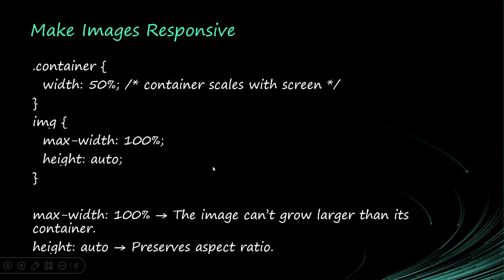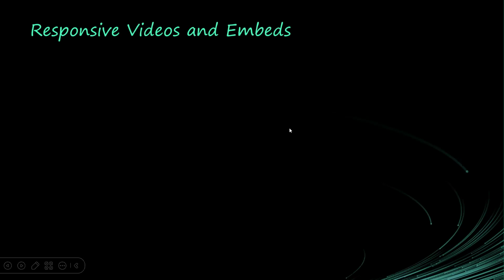So the height auto preserves the aspect ratio. The aspect ratio is actually the width over height. So that is why it's just perfect. There are so many things you should read about this, read about images. There are just so many things, but we cannot cover everything here, all right?